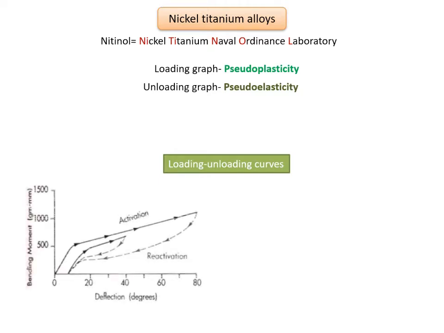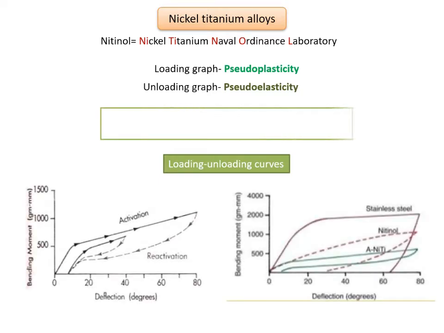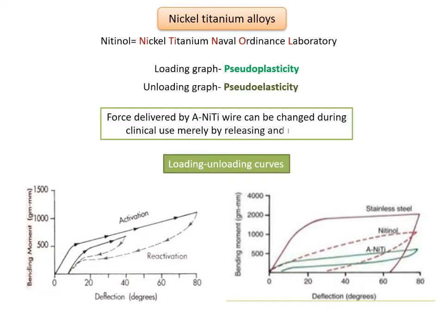The different loading and unloading curves produce the even more remarkable effect that the force delivered by an alpha nickel titanium wire can be changed during clinical use merely by releasing and retying it. You can see the loading and the unloading curves. A point to be noted here is that superelasticity exists only when both phases of the metal are present. So both the austenite and martensite forms should be present.